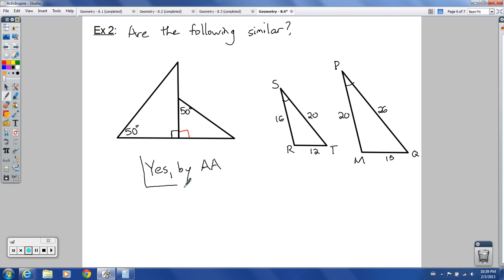So the angle similarity postulate, it's actually a postulate. We can just say AA and I'll know what you're talking about.